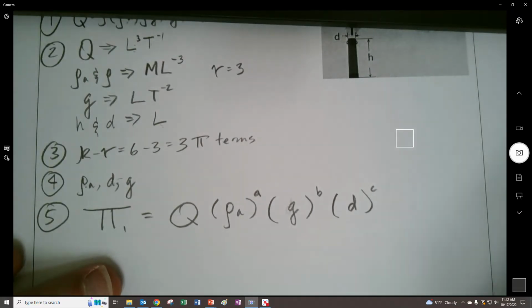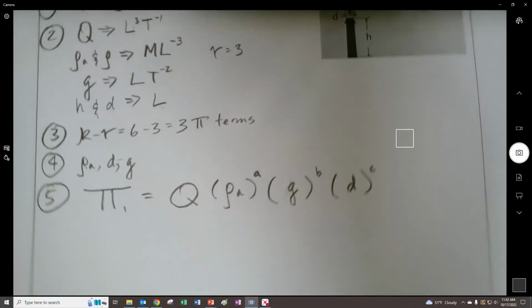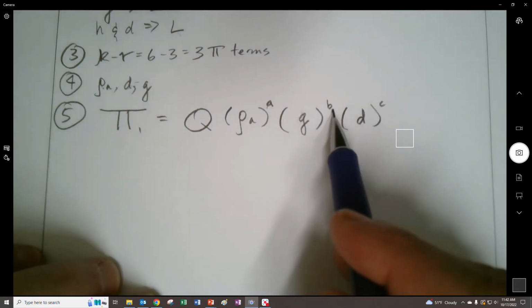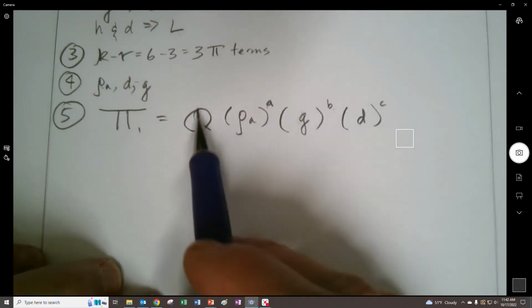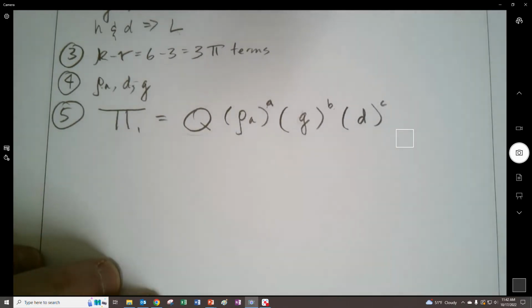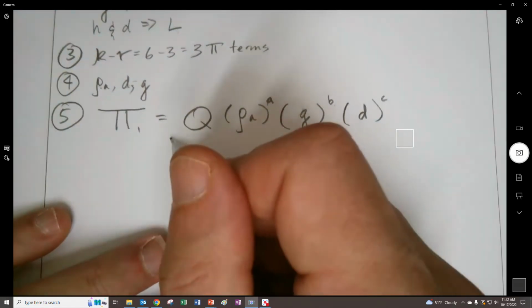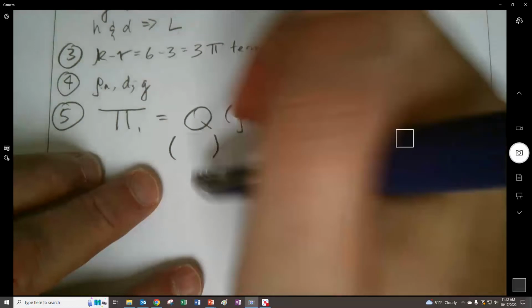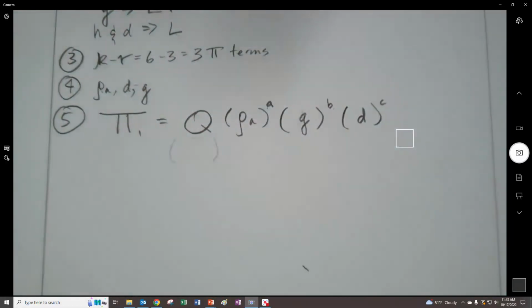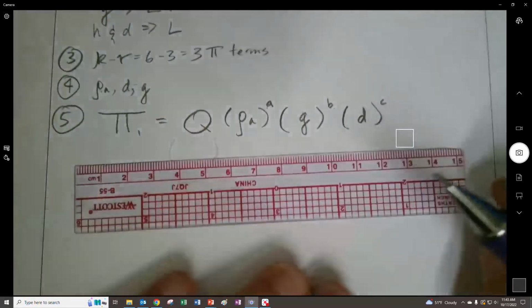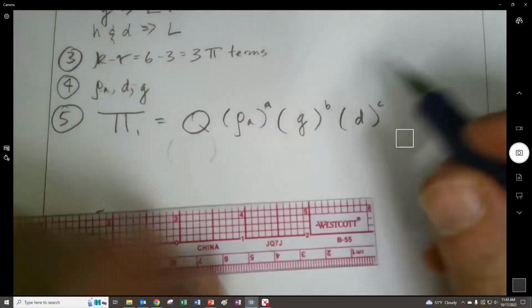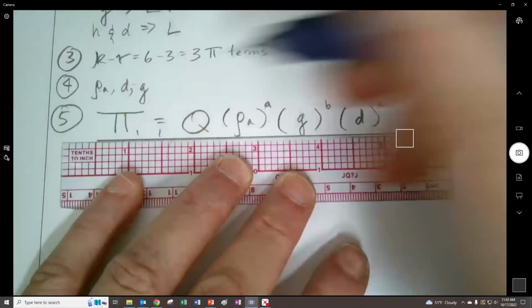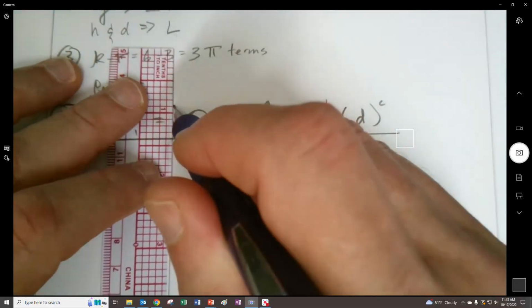So our mission in this Buckingham pi is really just to do exponent math, to figure out what combination of A, B, and C, when we put them onto this Q and all these variables, will give us a dimensionless result. So underneath this, I'm going to put what, actually, let me, I should have done this in class, get my quality Westcott B55, sometimes referred to as the see-through, handy dandy ruler here, and I'm going to make some nice columns.